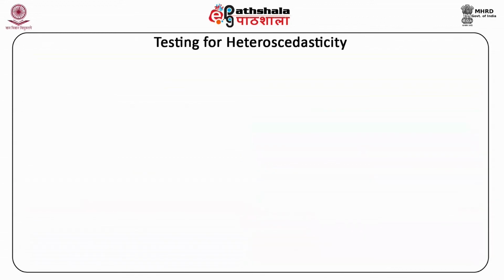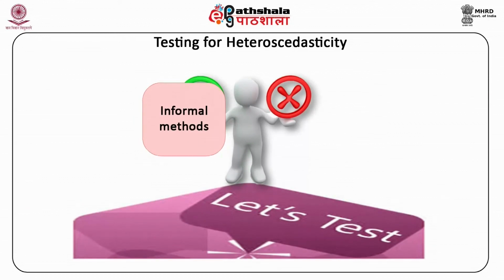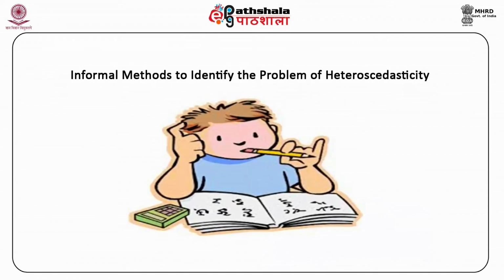So there are two ways in general to check for the presence of heteroscedasticity. The first is the informal way, which is done through graphs, and therefore we call it the graphical method. The second is through the formal tests for the heteroscedasticity problem. Let us now move on to discuss the informal methods to identify the problem of heteroscedasticity.